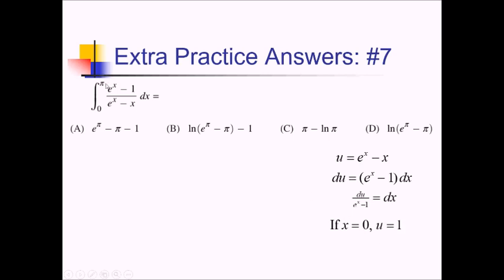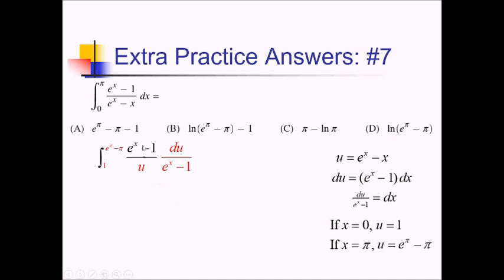And if x is pi, well, now we have e to the pi minus pi, which isn't very nice to look at, but I guess it goes with the territory here. So rewriting this integral now, in terms of u, we can write this as the integral from 1 to e to the pi minus pi. And then we have, let's see, e to the x minus 1 over just u. So that's not so bad. And then instead of dx, we have du over e to the x minus 1.